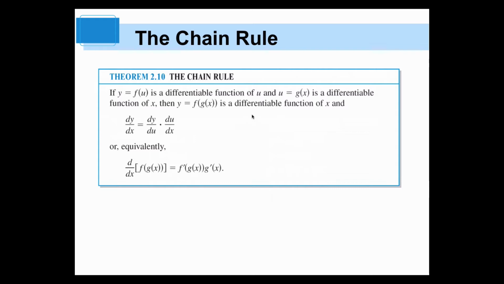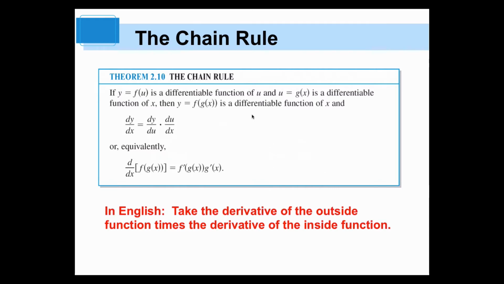A little bit more. If we want to take the derivative of a composite function, we take the derivative of the outside function times the derivative of the inside function, which there it is in English. That's if you have only two functions. And of course that would be too easy if we just stayed with two functions.